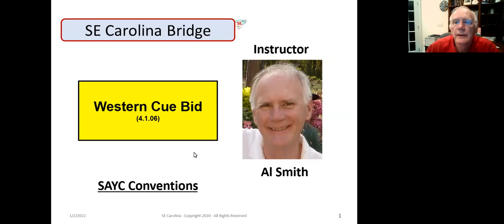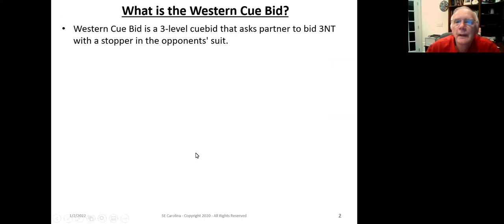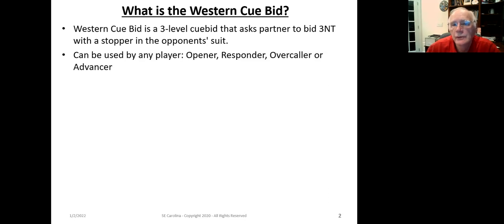Today we're going to talk about the Western cuebid. The Western cuebid is a fairly simple convention, and it's used to explicitly ask your partner to bid three no trump if they have a blocker in the bid suits. We'll get into the structure of this a little bit later, but it's a very useful convention. It can actually be used by any seat, the opener, the responder, overcaller, or advancer, in the appropriate situations.